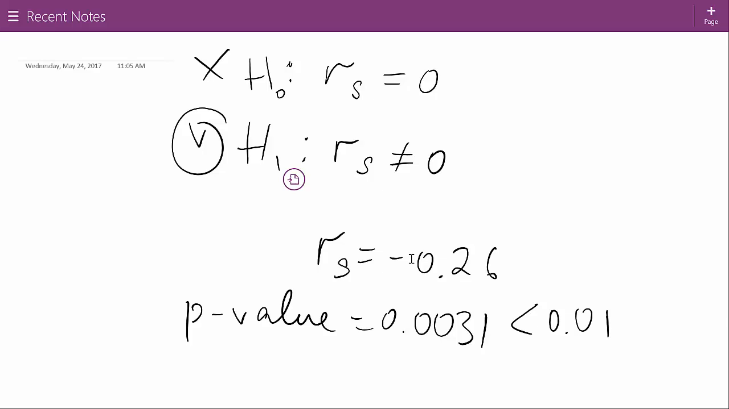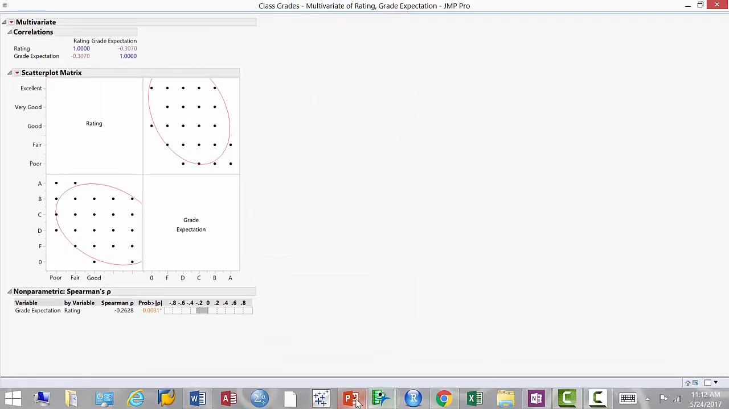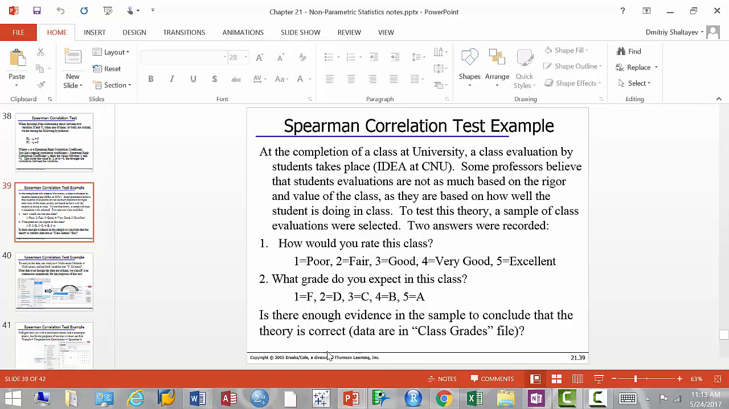So what did professors believe in this example? Let's go back to the example. Professors believe that it's the other way around, right? If your grade expectation is low, then you will downgrade the class. It turns out to be actually reversed, according to our data. If your grades are low, you tend to grade the class higher. And if your grade expectation is high, you tend to grade the class lower. And that's a statistically significant relationship, okay? Make sense? Well, actually it doesn't, right? But that's what the data tells us.